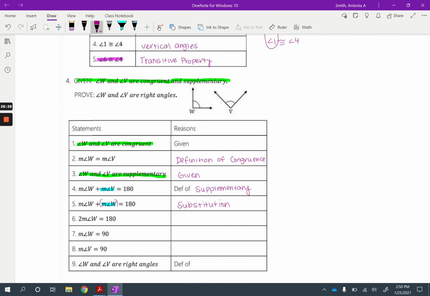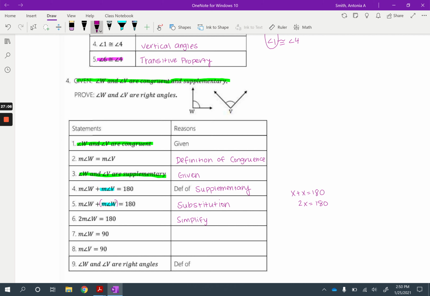Okay. So now to step 6, I'm going from the measure of angle W plus the measure of angle W equals 180 to 2 times the measure of angle W equals 180. That's just simplifying. That's combining like terms. We're just simplifying to get to that step. We're taking the 2 different measure of angle W's, combining them to be 2 measure of angle W. That's like saying x plus x equals 180. So 2x equals 180. That's all we did there.